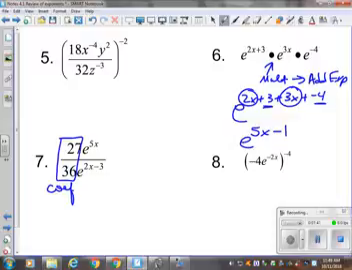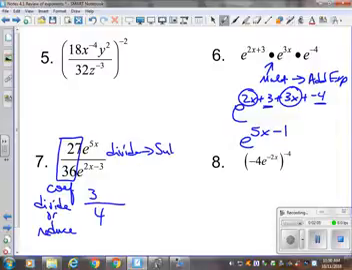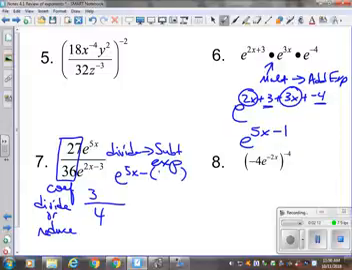And with the coefficients in number 7, you're looking at, can I divide them or reduce them? First, I'd think, can I divide 36 into 27? No. But 27 and 36 are both divisible by 9 to make 3 over 4. Then for the e part, because this is division, you subtract the exponents. So what is e to the 5x minus this whole expression, 2x minus 3?